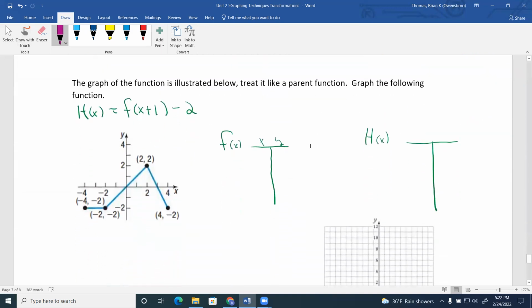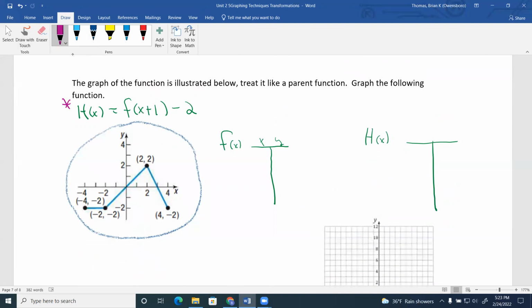So one last example. The graph of the function is illustrated below. Treat it like a parent function and graph the following function. So what they want to do is graph this, but this down here is my parent function. So this is going to be my f of x function.